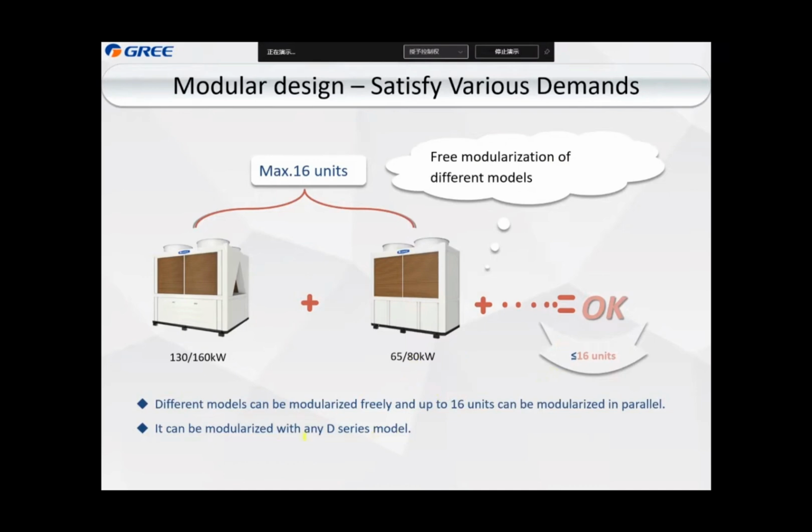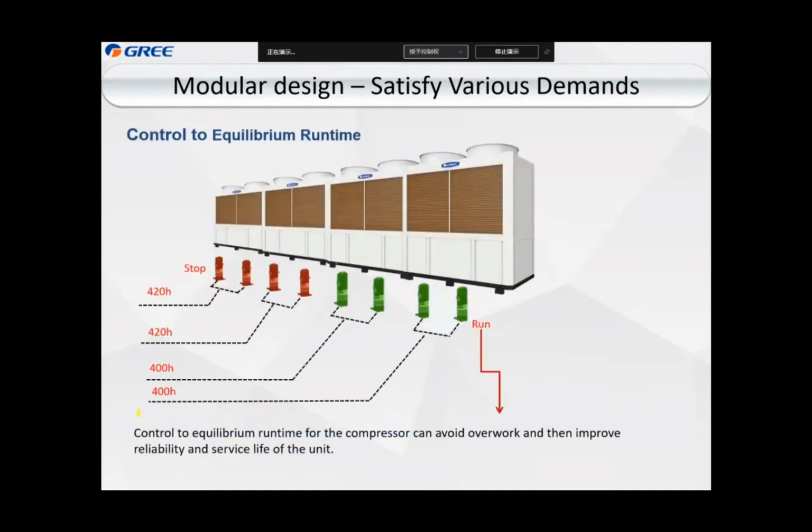And then here I mentioned one point: today we talk about the D series and the E series. The D series and the E series can be combined together to make one modular system. D and E can match together in one system, but the A series cannot do this. It cannot connect with D and E.